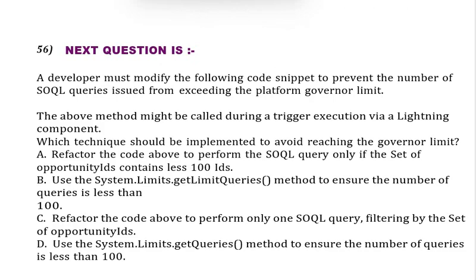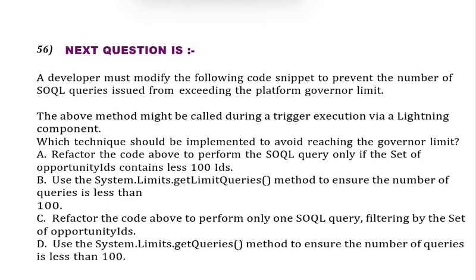Question: a developer must modify the following code snippet to prevent the number of SOQL queries issued from exceeding the platform governor limit. The above method might be called during a trigger execution via a Lightning component. Which techniques should be implemented to avoid reaching the governor limit?